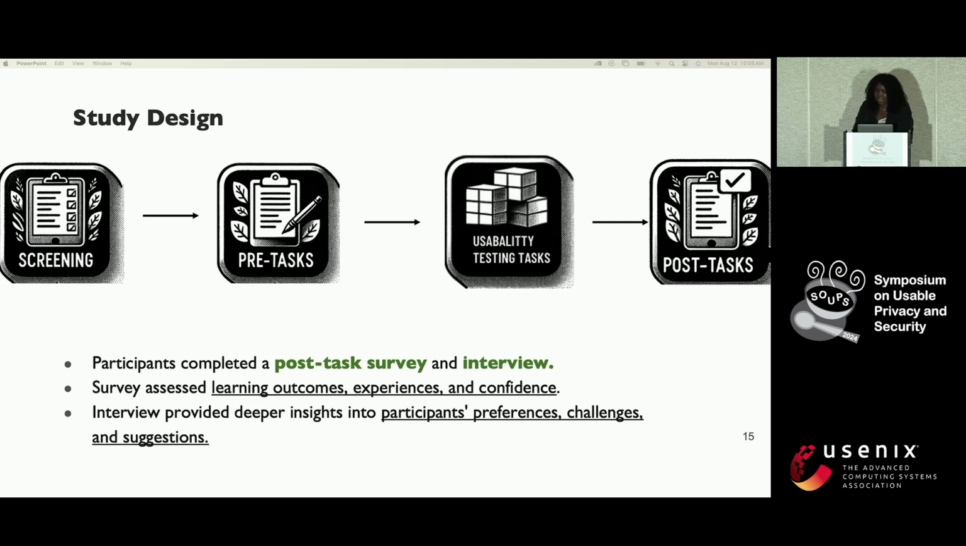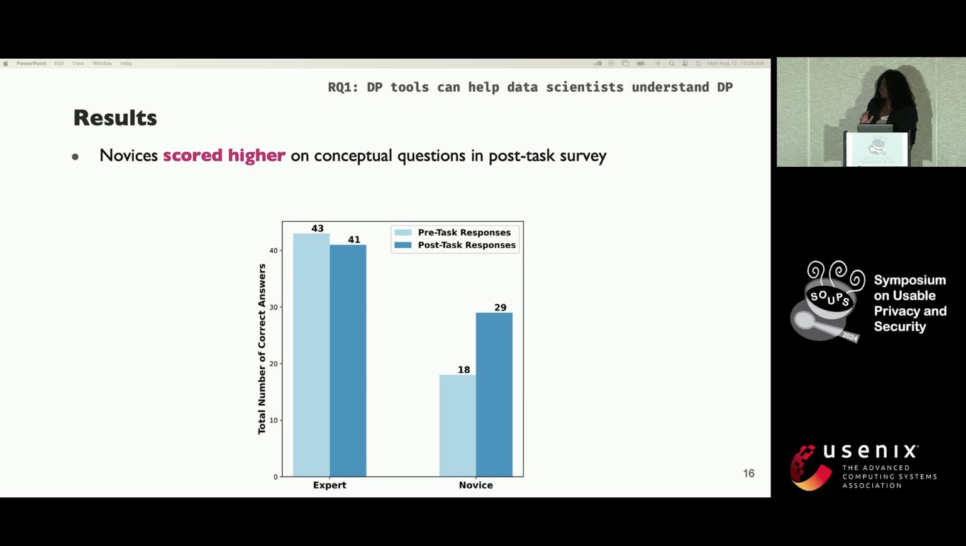After completing the tasks, we asked everyone to fill out a survey and take part in an interview. This gave us some information about their learning outcomes, experiences, the challenges they face, and how we could make improvements. The post-task survey also contained the same DP questions that were in the eligibility survey, so we could compare the results. And here's what we found out.